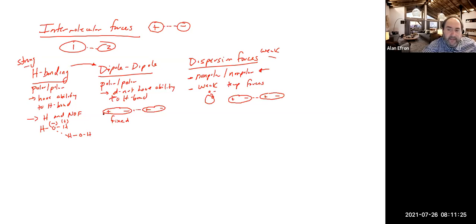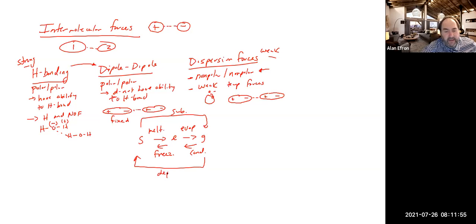Now, we also talked about different phases, going from solid to liquid to gas and backwards, and our different transitions: melting, evaporation, condensation, freezing if we're going this way. And this is sublimation, and that is deposition coming this way.